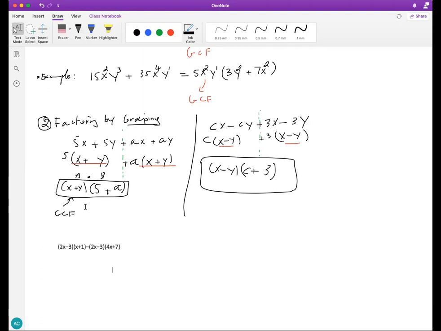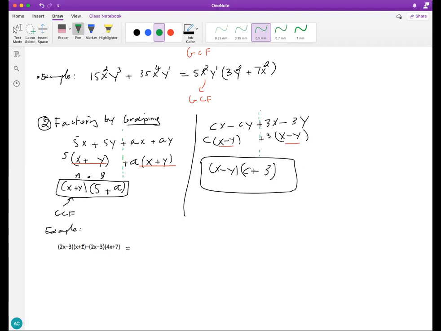Okay, good. That's another example of factoring by grouping. Here it's already one step ahead. We don't have this to go from here to here. It's already written like this. So what is the common factor here between these two?